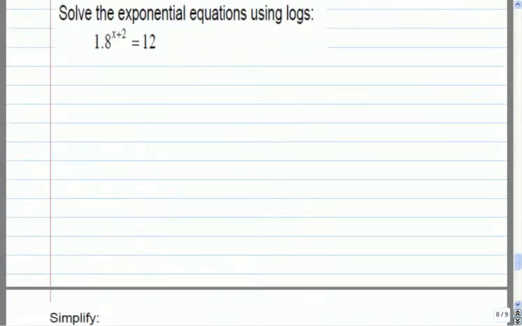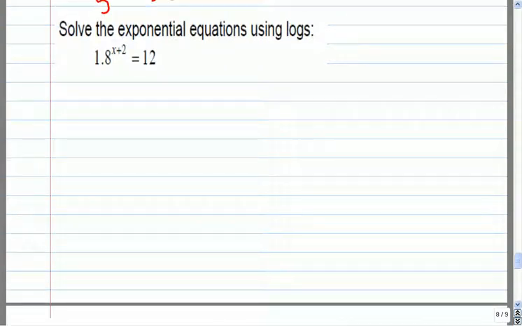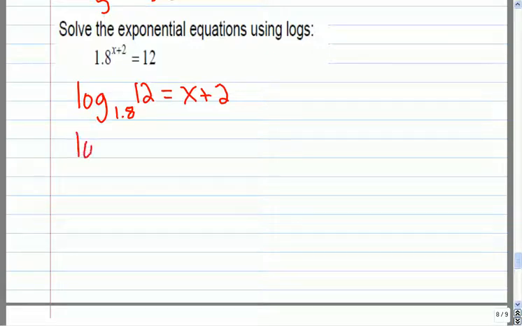Okay, so let's try one. 1.8 to the x plus 2 equals 12. Well, we want to know an exponent. Anytime you want to know what an exponent is, you're going to look for a logarithm. So I'm going to rewrite this as log base 1.8 of 12 equals x plus 2. I know I need logarithms because I want the exponent. If I rearrange this, log base 1.8 of 12 minus 2 equals x.